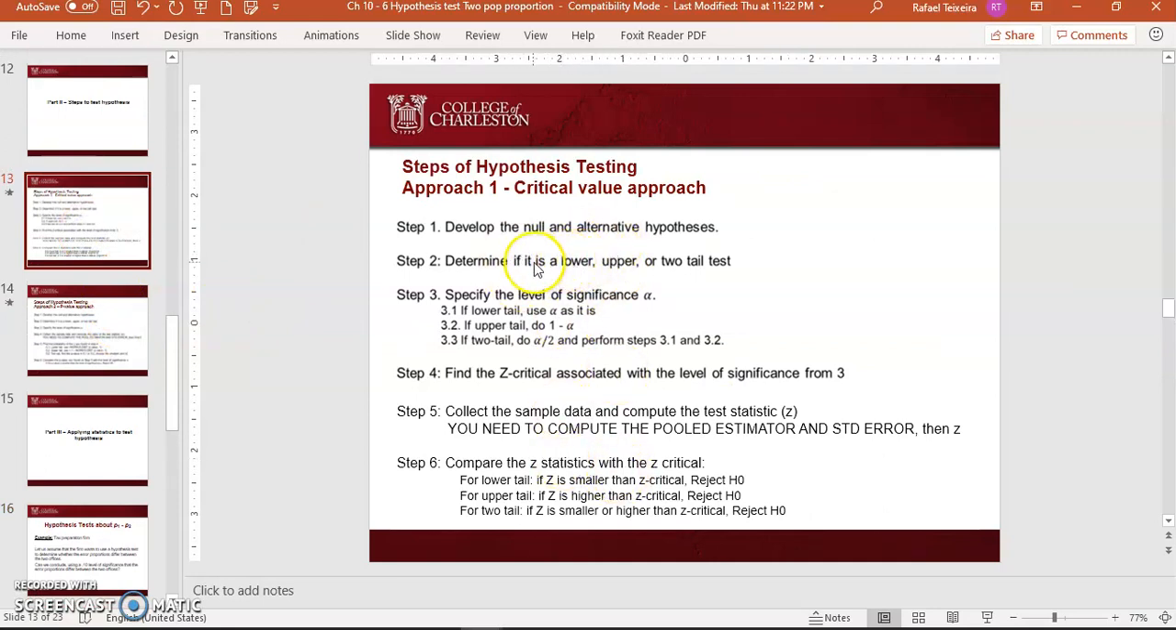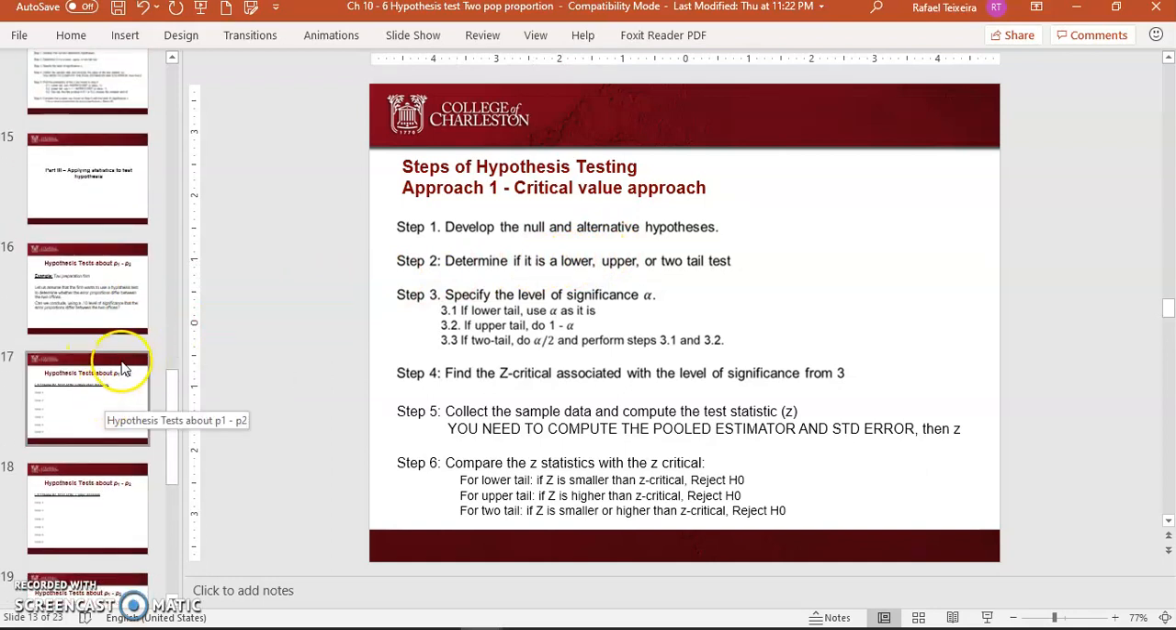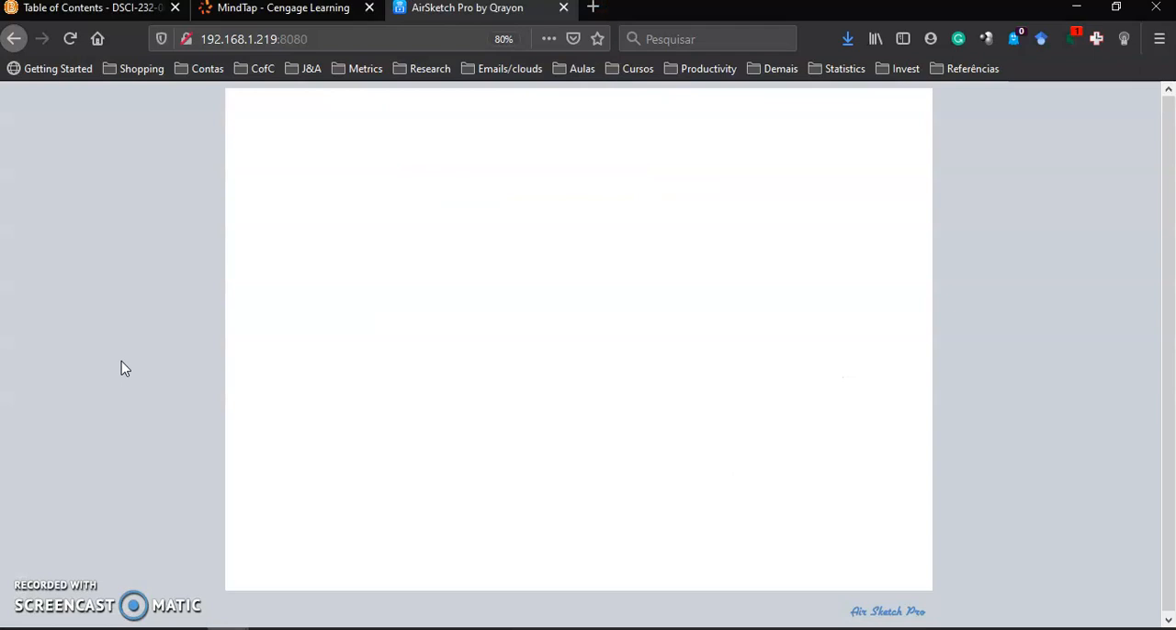So I'm going to follow the steps that I propose, and the first two steps are to develop the null and alternative hypotheses and determine if it's a lower, upper, or two-tail test. So let me go to here. All right, so step number one, I have the null and the alternative hypothesis. I have the mean one and mean two. This is because they differ. It doesn't say one is higher than the other. So if they differ, that's how the alternative is. This is what I want to test. So I have to assume that they are equal.